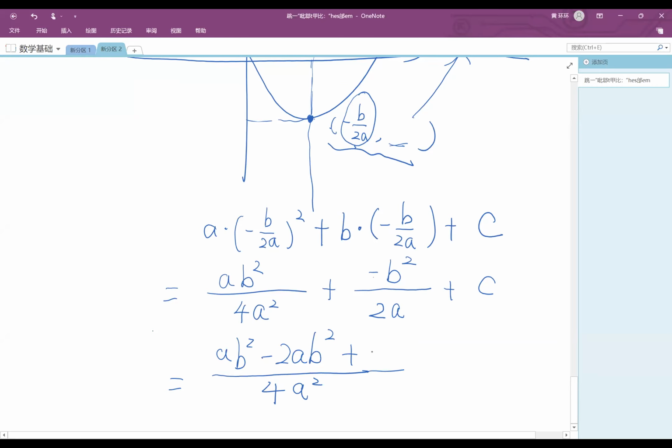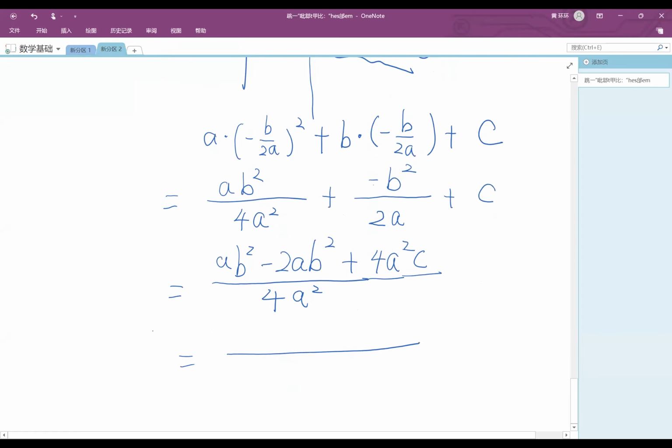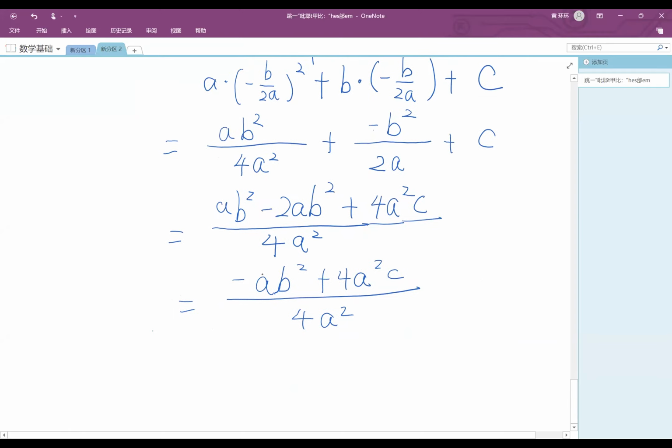And will be plus 4a squared c, right? And then we can get negative ab squared and plus 4a squared c, and this is 4a squared, and then that is a, and that is a squared. So we can get negative b squared plus 4ac.